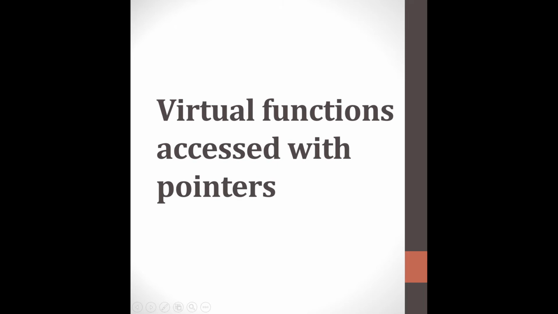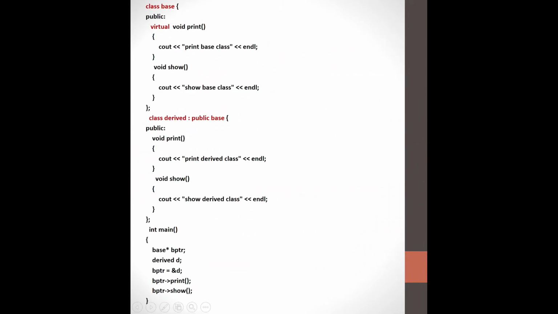Now we are going to see a virtual function accessed with pointers. In the same program, what you're going to do is use a keyword called virtual. Now your compiler comes over here to Base star bptr, Derived d, bptr equals ampersand d. First it is pointing to the base class, next it is also telling it to be the derived class. Now bptr print. Again, it sees two different print functions.